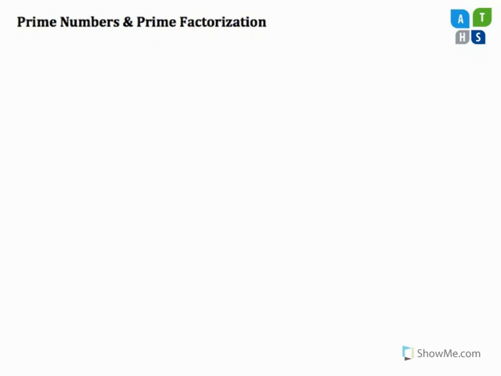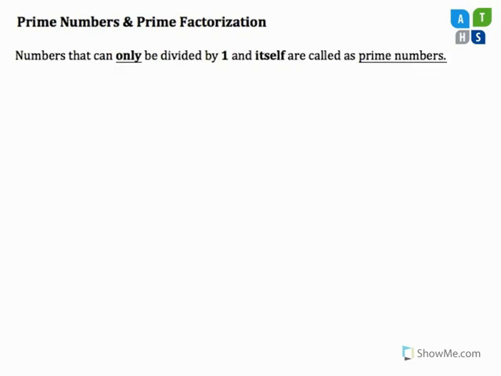Okay, now we are going to discuss what prime numbers are and recall the fact of prime factorization. Now first, let's remember the definition of prime numbers. Numbers that can only be divided by 1 and itself are called prime numbers. Well, every number can be divided by 1 and itself, but only prime numbers can be divided by only 1 and itself. This is very important.